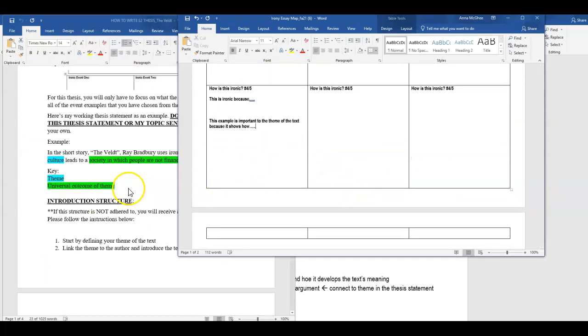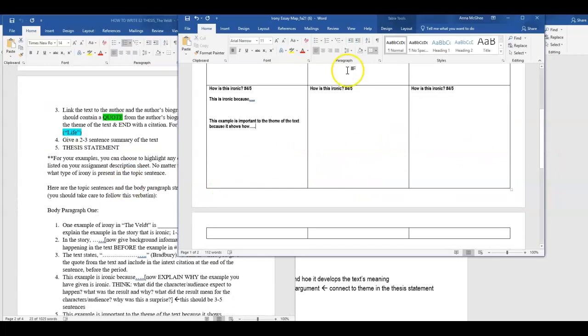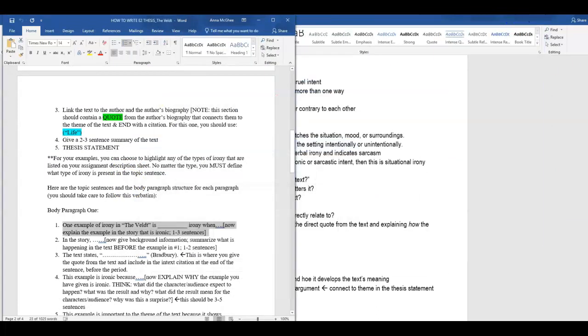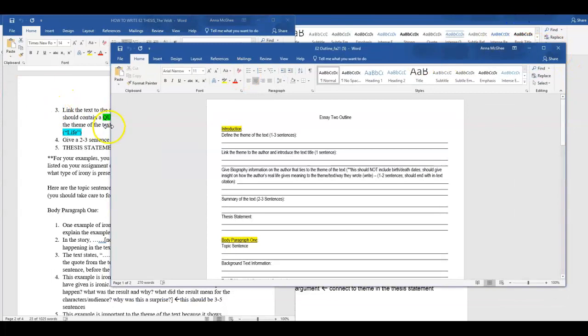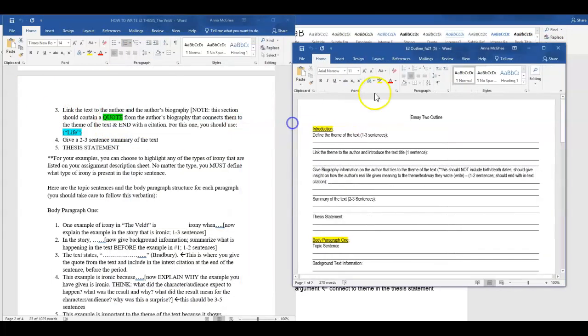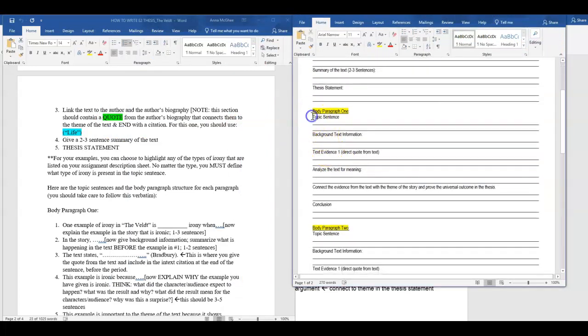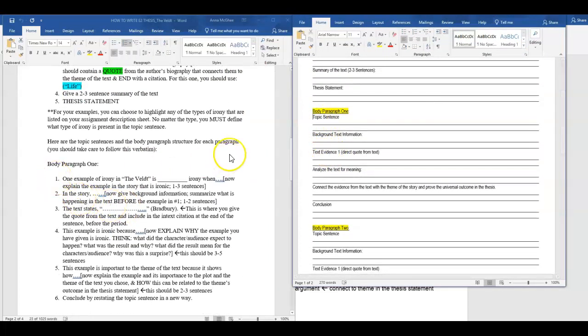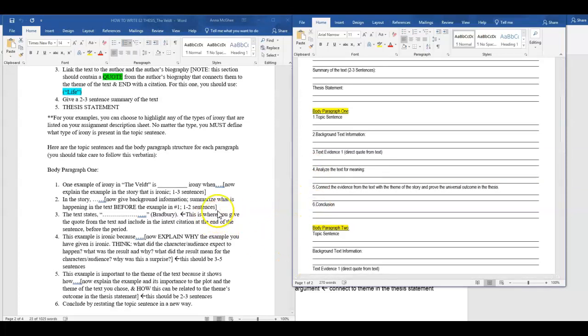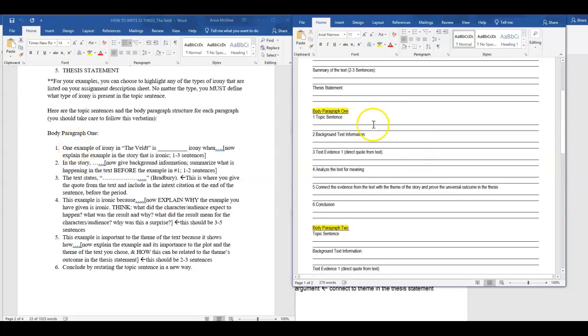You will do this for all 3 body paragraphs in the same way that you're filling out this map. Your outline will follow what the how to write document says. Okay, each of these go in order of the way that they are presented. So topic sentence will be number 1, background information will be number 2, text evidence number 3, analyze the text for meaning number 4, connect the evidence number 5, and number 6 is the conclusion always. So whatever is here, you will put over here.